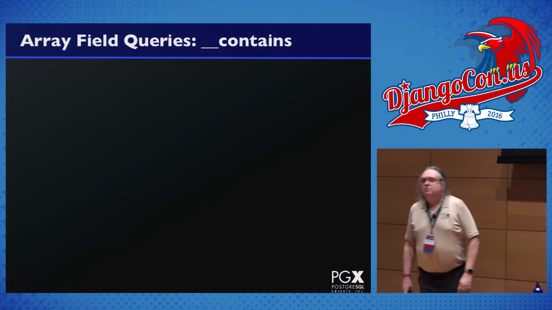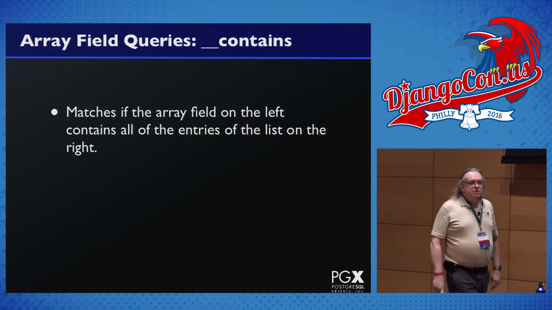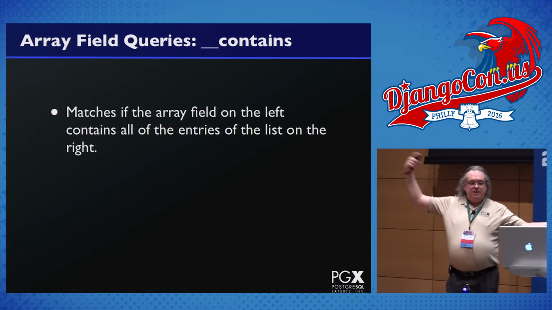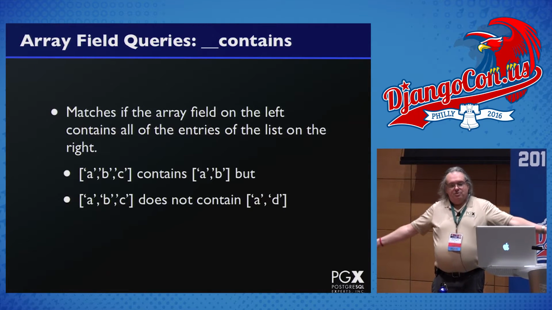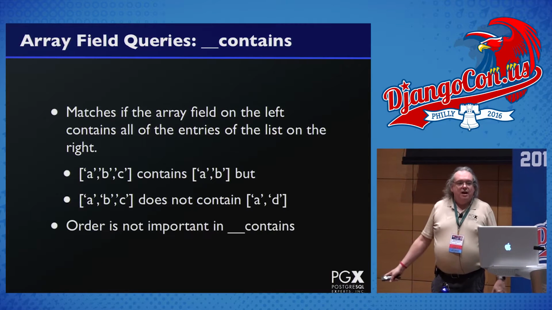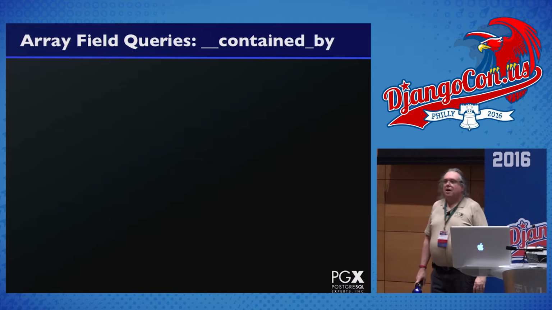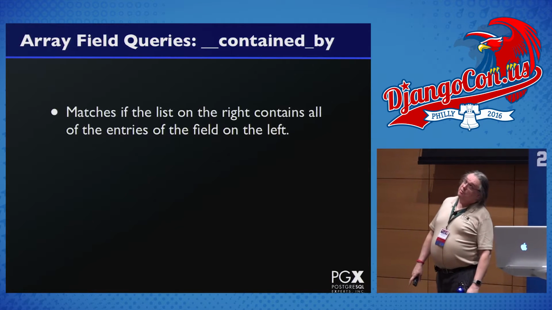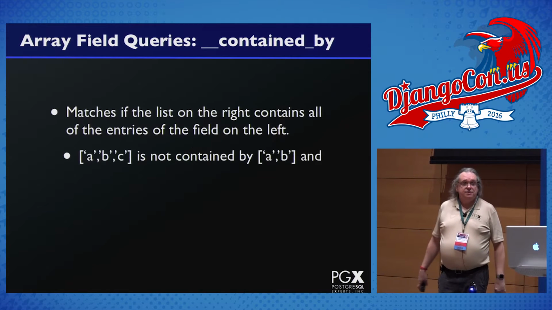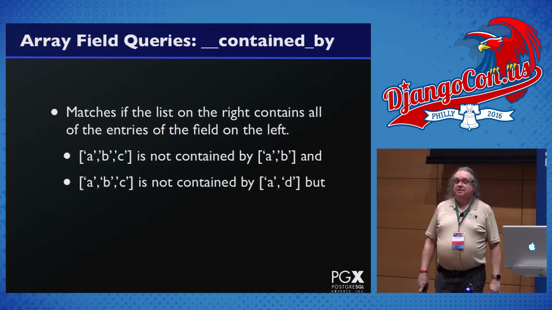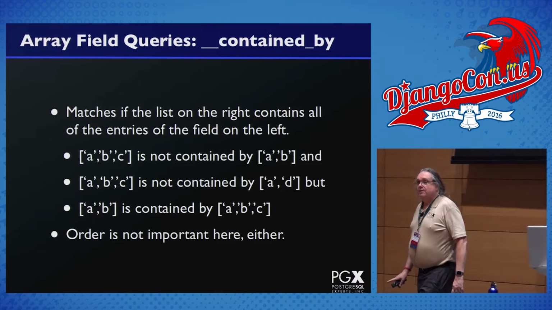Once you have one of these, you can do queries on them. The basic one is contains. It matches if the field array on the left contains all of the entries of the list on the right. So ABC contains AB, but you probably could have figured that out. And order is not important on contains. You have contained by, which basically goes the other way. It matches if the list on the right contains all the entries on the left. And order is not important here either.